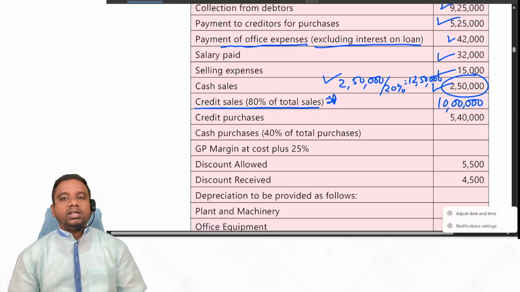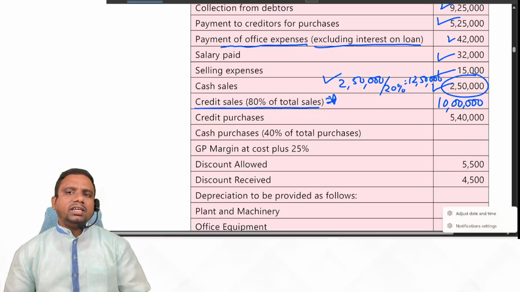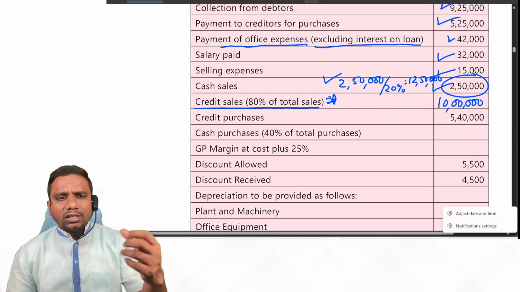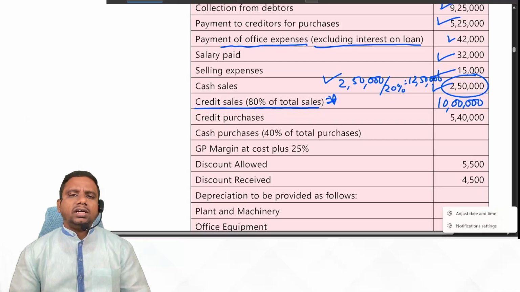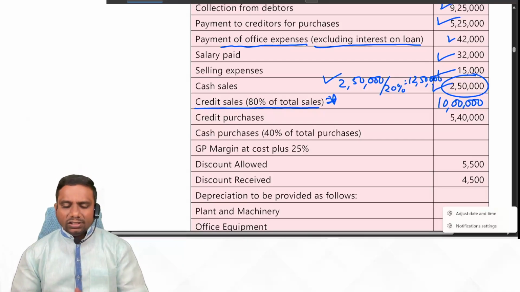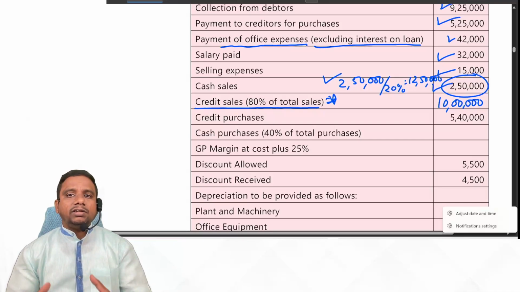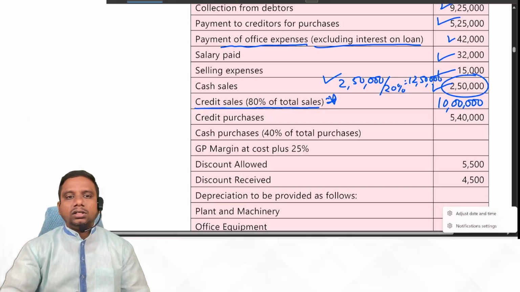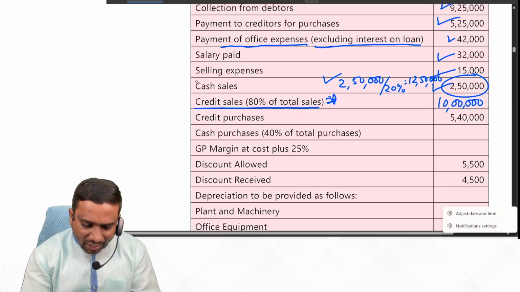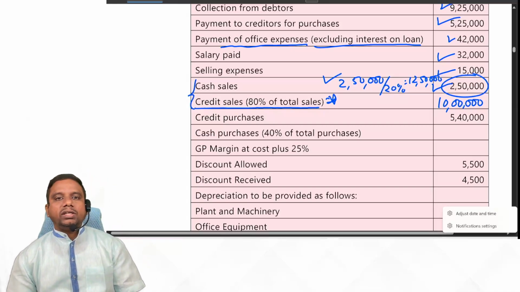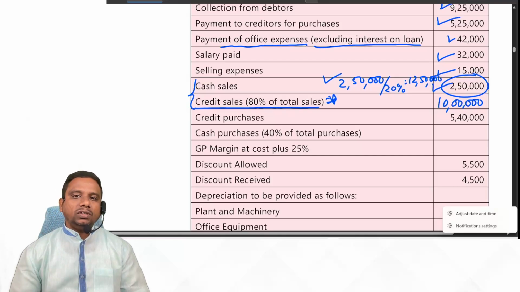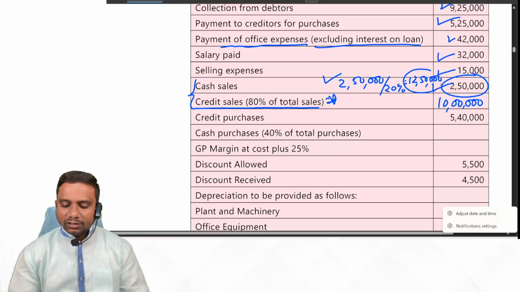This is important work. So what is the entry for credit sales, students? Customers account debit to sales account, or debtors account debit to sales account. This is the entry we record, the entry we post into the debtor account debit side. And observe, cash sales and credit sales both together are shown on the credit side of the trading account. So on the trading account credit side we show the total 12.